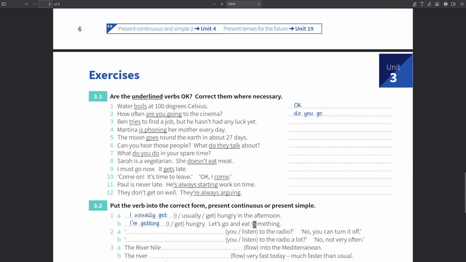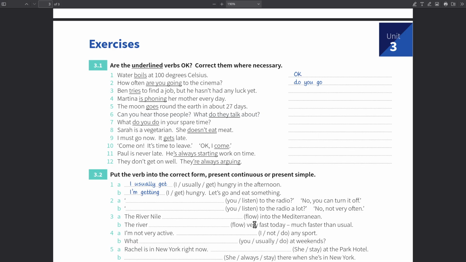Okay, let's move on to the exercise. This is my favorite part. So let's try to answer this question. Where is this text? Color blue. Okay, let's do it. Ben tries to find a job, but he hasn't had any luck yet. So first of all, the exercise: are the underlined verbs okay? Correct them where necessary. Okay, so we have to try to fix those sentences in case it's wrong.